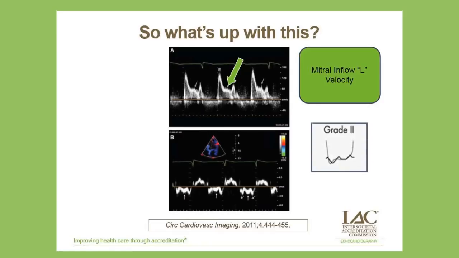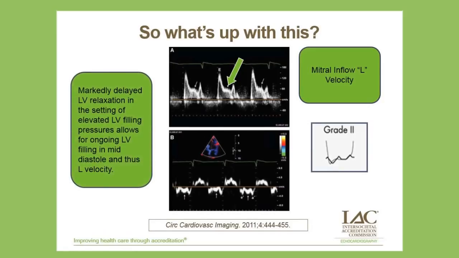And it's during mid-diastole where we continue to have a little bit of a pressure gradient. Typically, we see it when there's markedly delayed LV relaxation in the setting of elevated LV filling pressures, and it allows for ongoing LV filling in mid-diastole and thus this L velocity. Sometimes you can see it in patients with normal diastolic function and bradycardia, but in those cases, the velocity is quite low, usually under 0.2.